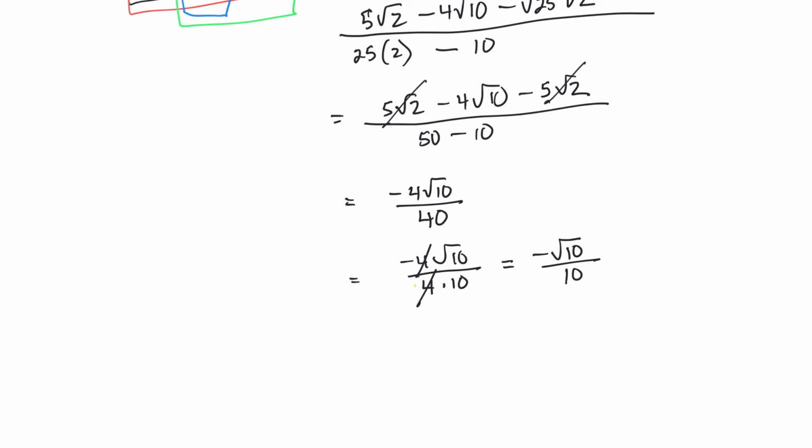And you could say 5 times 2, 5 times 2, but because something's in a radical and something's out of a radical, there's no canceling that can be done. So I would stop right there.